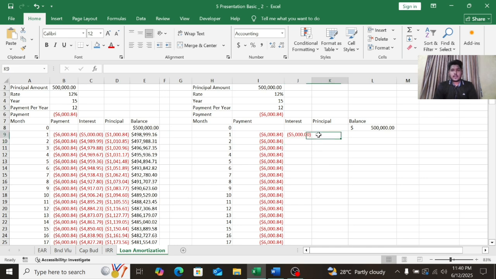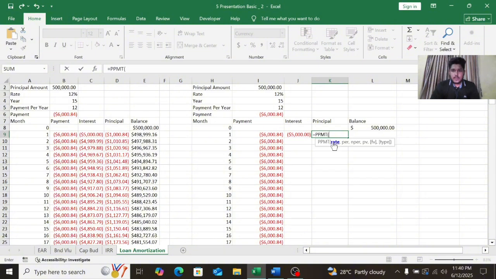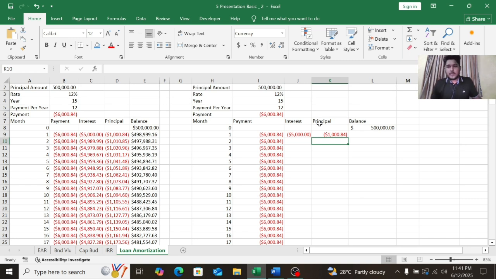Now we're going to calculate the principal amount. For this we're going to use the formula PPMT, the principal formula. The rate is again 12%, then our per is the first month, then our nper is 15 into payments per year. Present value is the principal amount, then the rest is 0. We conclude here, and we get our principal payment. So this is our principal payment.